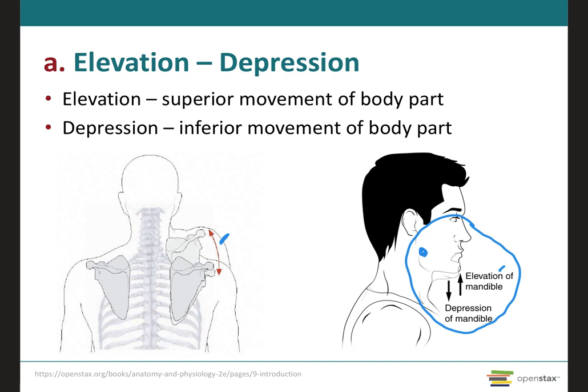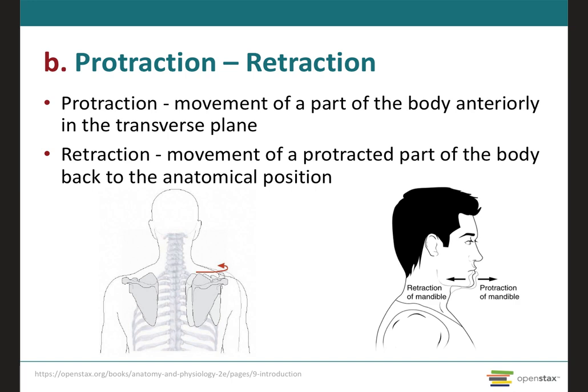Its opposing movement is what we call depression. Therefore, when you depress your mandible, you're actually opening your mouth, or when you depress the scapula or the shoulder joint, you're actually bringing your scapula back to anatomical position. There are a couple of other bones where you will have elevation and depression, and these will be your hyoid bone and your ribs.